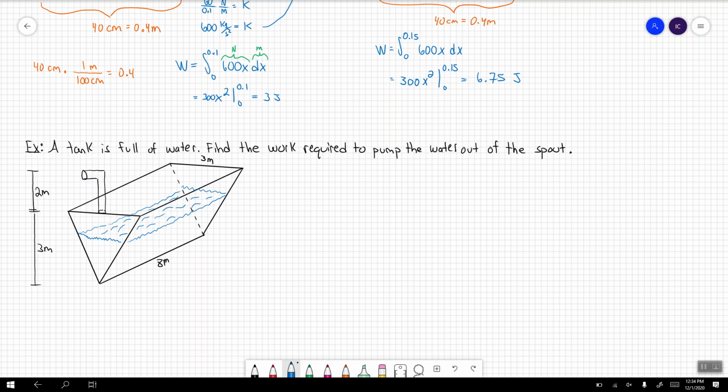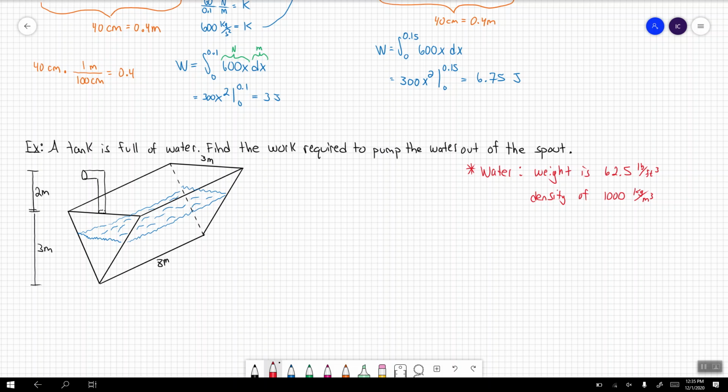The number one thing I want to figure out first is the density of water. We're going to work with the fact that water weighs a certain amount. So water weighs 62.5 pounds per cubic foot, or we can say that it has a density of 1,000 kilograms per cubic meter.